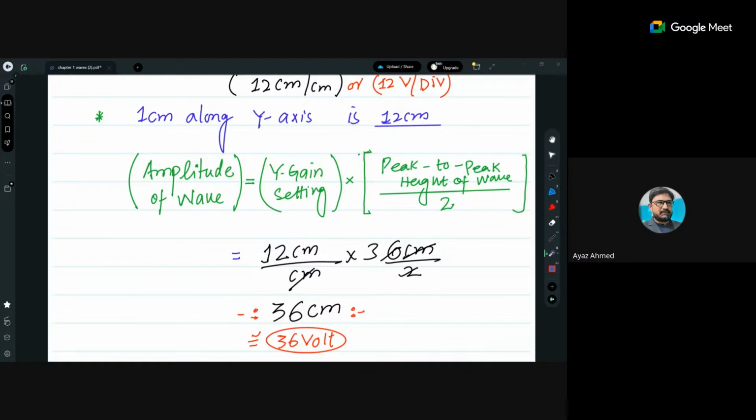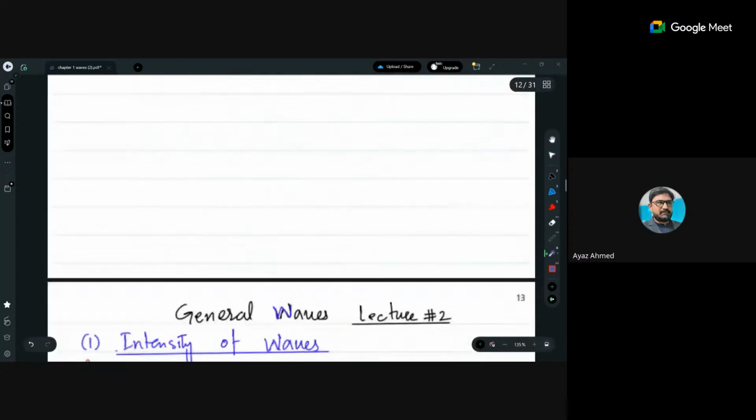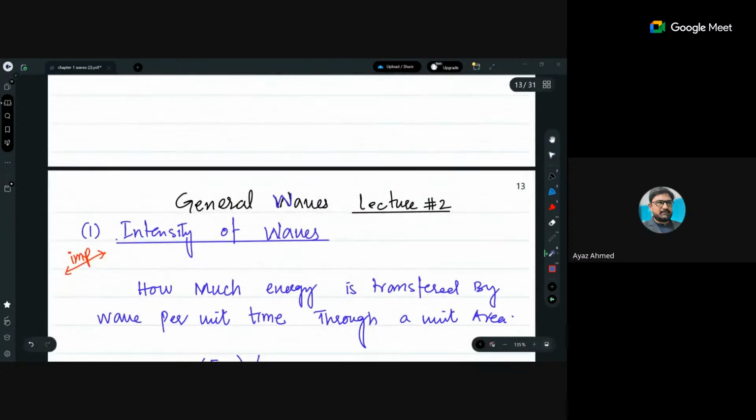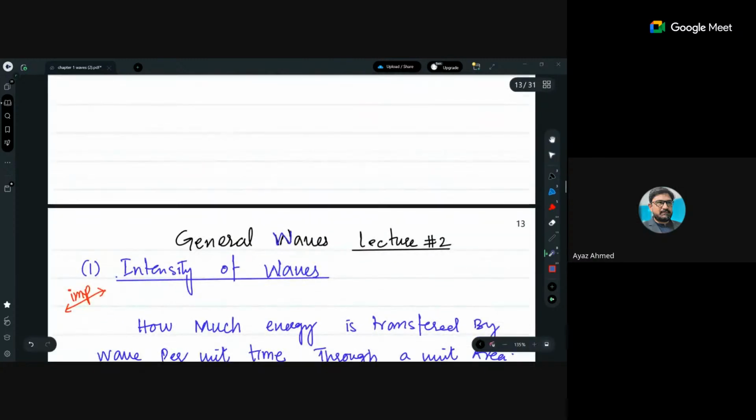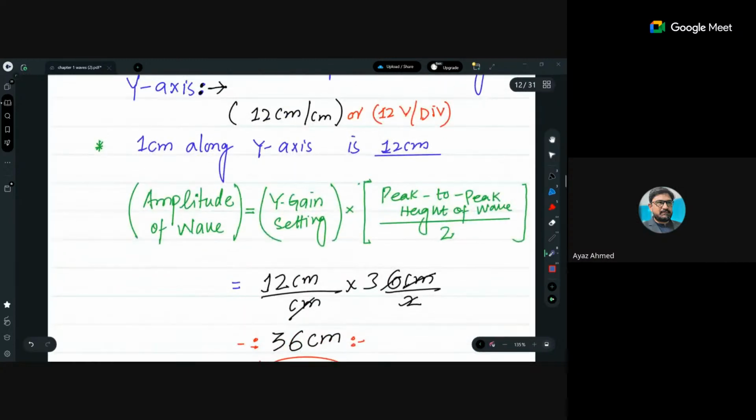So this was basically the first lecture, lesson number 1, related to your waves. Inshallah, in the next lesson we will talk about entirely new concepts of the waves, such as the intensity of the wave and something like that.